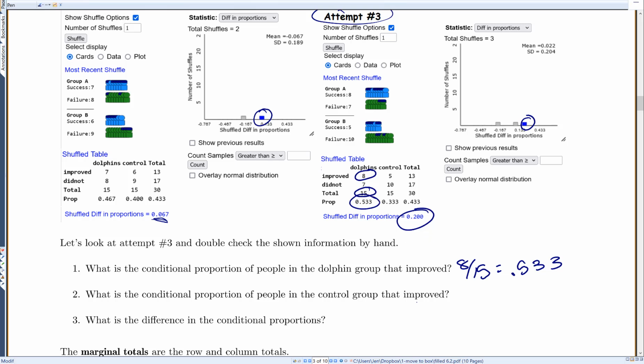And the conditional proportion of people in the control group that improved, there were 5 that improved out of 15. So 5 divided by 15 equals 0.333. And what is the difference in the conditional proportions? You just do 0.533 minus 0.333, which gives me 0.2. And that was our shuffle difference of proportions.